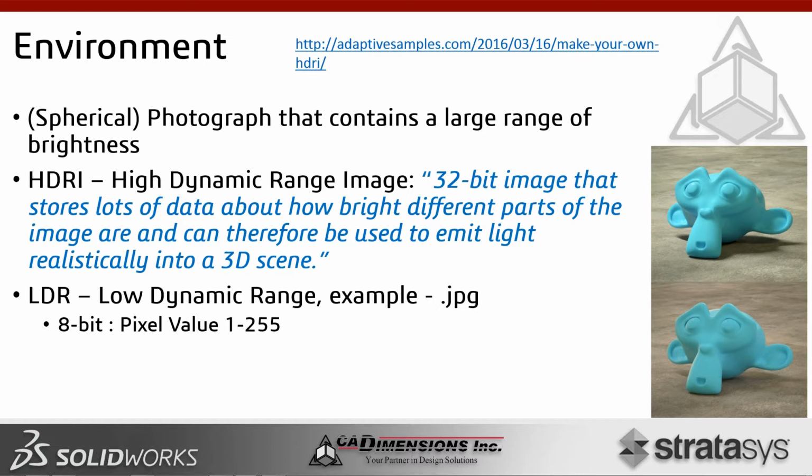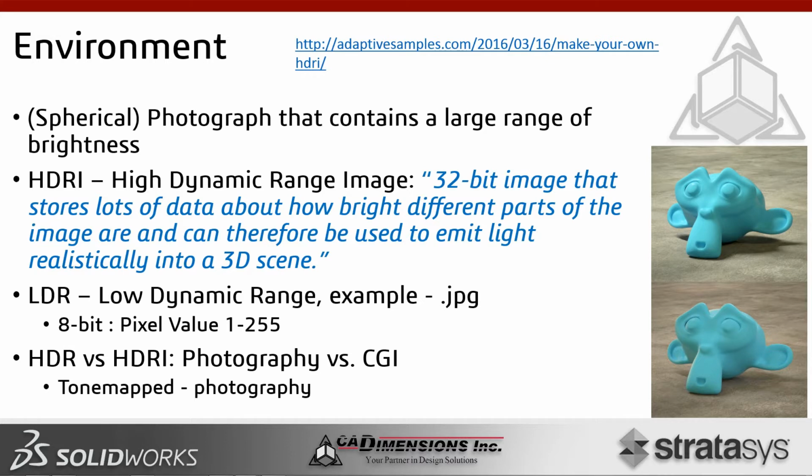Now, when we talk about HDR and HDRI, we kind of see them differently. If you have an iPhone, I know an iPhone has this setting because I have one, there's an HDR setting on the iPhone camera. So one thing that I always ask is, what's the difference between an HDR and HDRI? And the difference is typically the difference between photography and CGI. When we're talking about photography, we're talking about an HDR, and when we're talking about CGI or renderings or anything like that, we're talking about an HDRI.